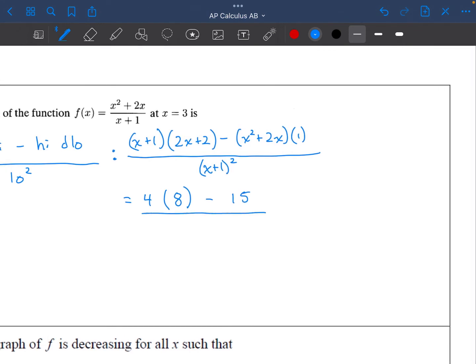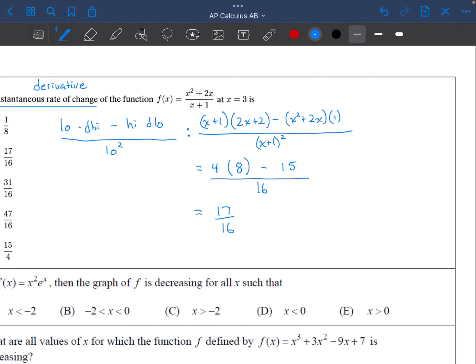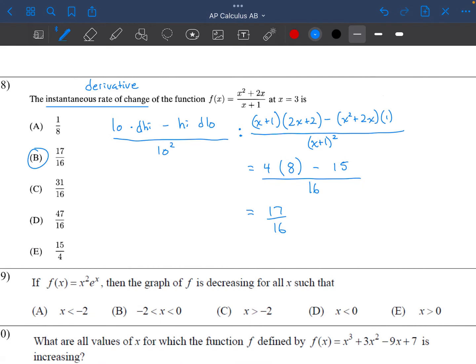That's all going to be divided by 3 plus 1, which is 4. 4 squared is 16, so I have 16. 4 times 8 is 32, and I can do some more mental math; I don't have to do that in different steps. 4 times 8 is 32, minus 15 is 17, so I have 17 over 16. And that should be an answer, I'm hoping. There it is, B, final answer.